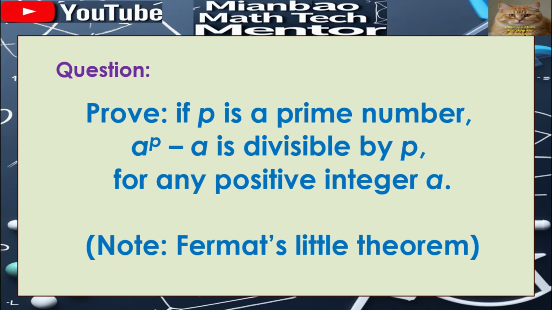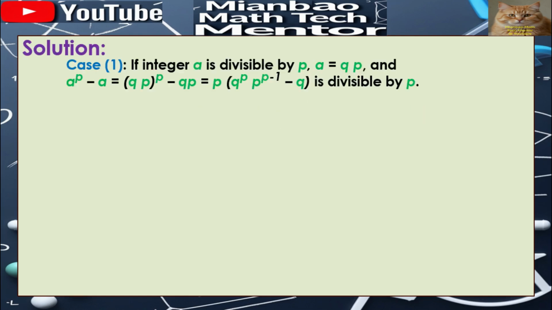The question is, if p is a prime number, then a to the power of p minus a is divisible by p for any positive integer a. How do we solve this question? There are two cases for integer a.